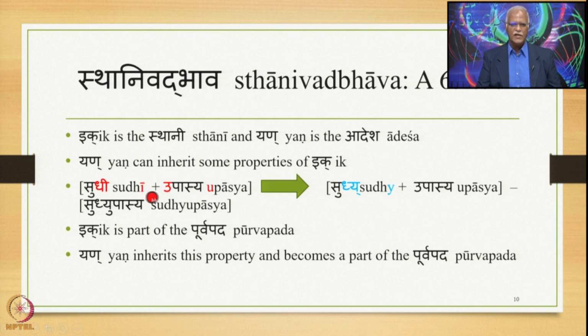So, this long E and this U, Sudhi, E and U Upasya, these two vowels come in Samhita mode in close proximity, and so then 6.1.77 applies and the output generated is Y in place of E. So, we have Sudhya and Upasya, which is Sudhyupasya. Now, the properties that this Y, which is a substitute, can inherit from E are like this.